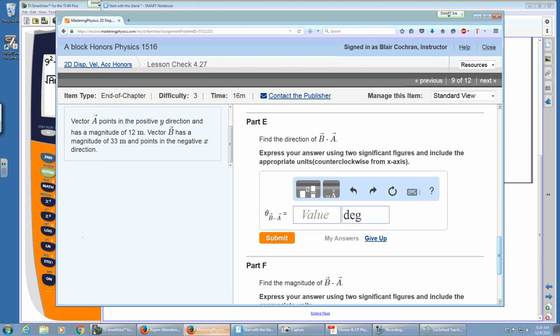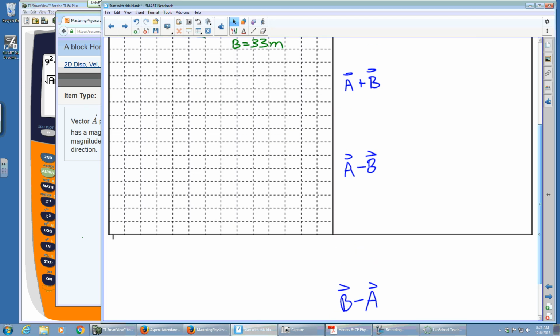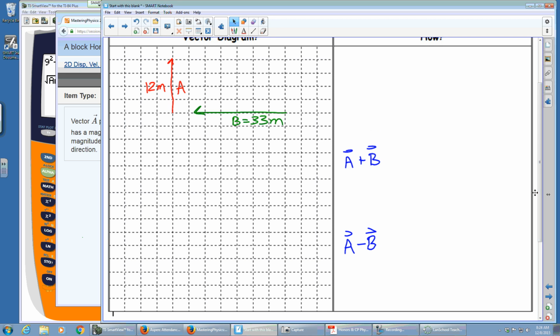And okay, those are our 3 arrangements. So let's draw A plus B. So I have A, and then B. And the resultant of those would be in that direction. So that would be C. What's that?